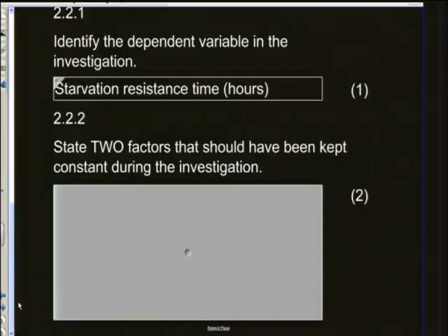All right. State two factors that should have been kept constant during this investigation. The question was asked first to you and it was your question. Now it's their turn, red team. The factors that should be kept constant are the environment, and the type of species used, the type of fruit flies. Good, you gave us two, and there's obviously more than that.